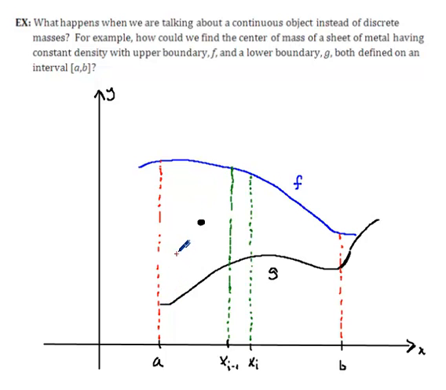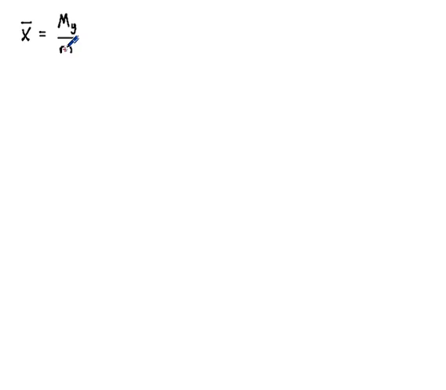In typical calculus 2 fashion, we're going to slice up this interval into little pieces. We'll consider an interval going from x sub i minus 1 to x sub i. And let's find the x value for the centroid. Now recall from the previous video that the x value for the centroid, or the center of mass, is equal to the moments about the y-axis divided by the sum of all the masses, or the total weight of the object.